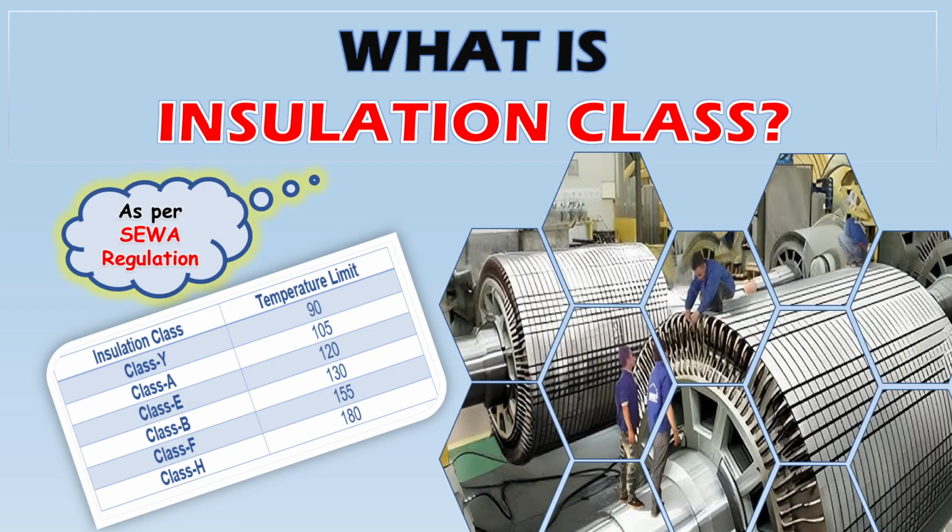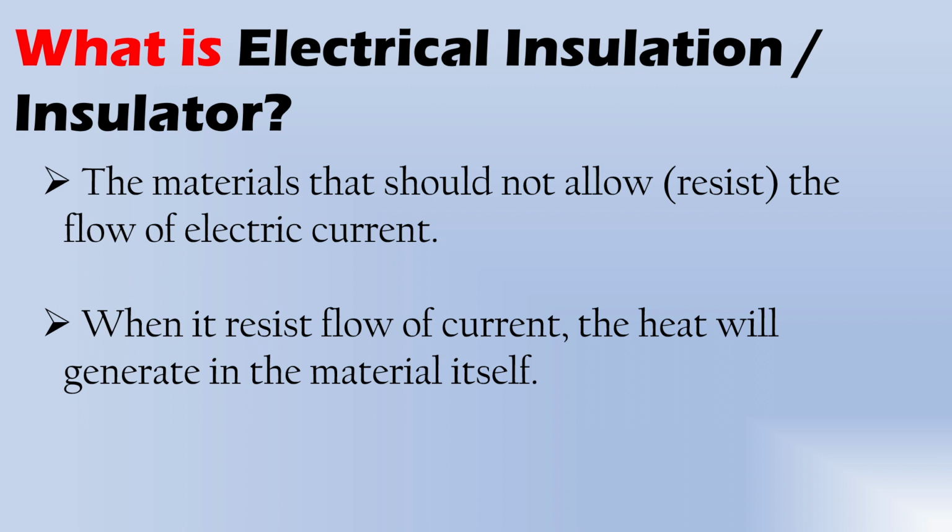In this video, we are going to discuss what electrical insulation class is and how it is classified into different types. First of all, before getting knowledge about insulation class, we need to understand what insulation is and why we need it. Insulation, or an insulator, is a material that should not allow the electrical current to flow through it. This kind of material we call an electrical insulator.